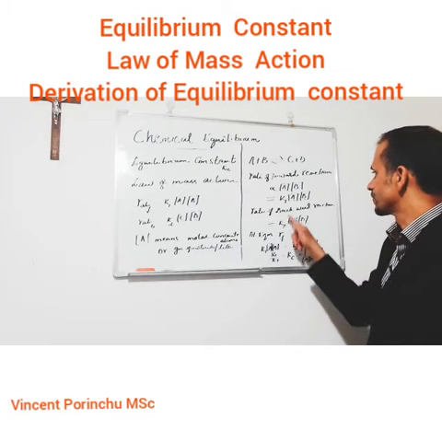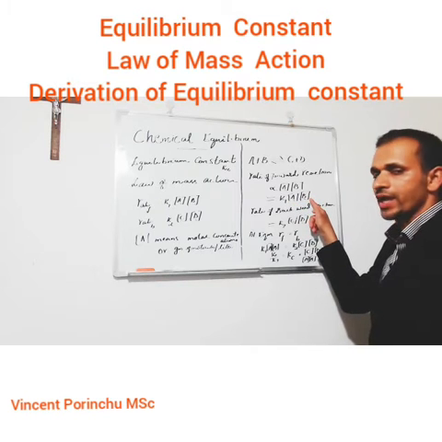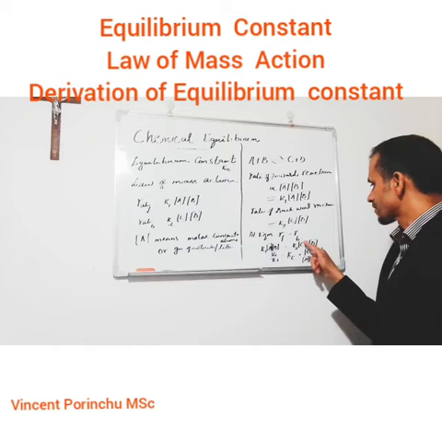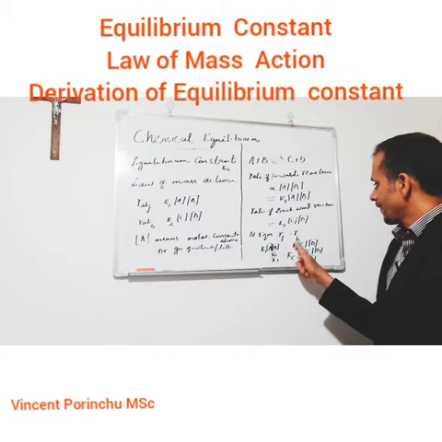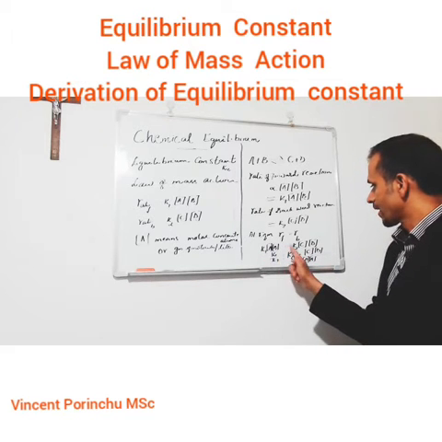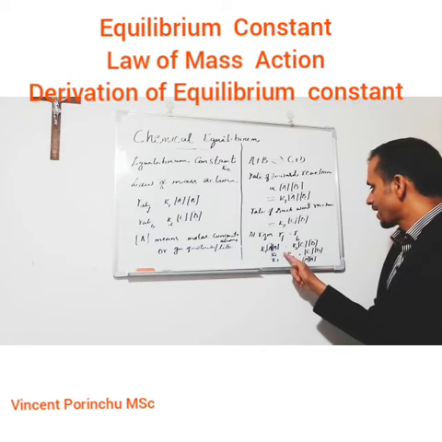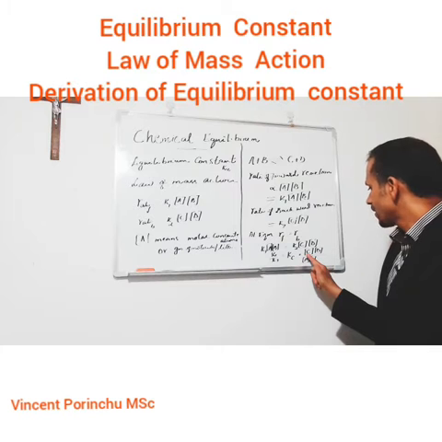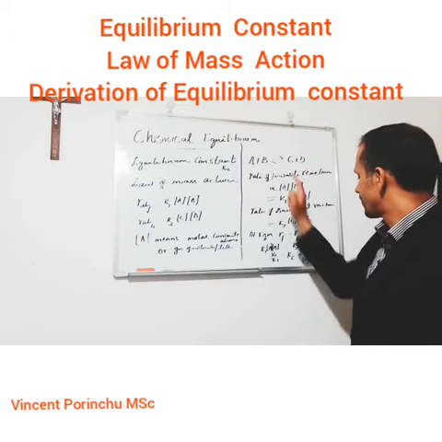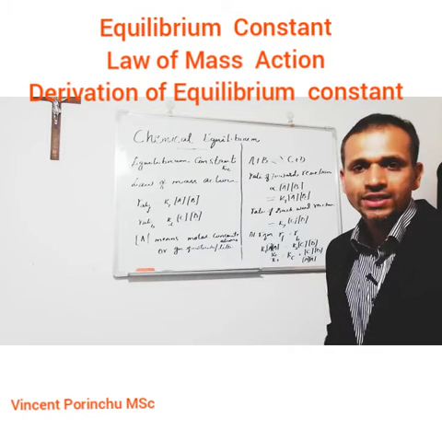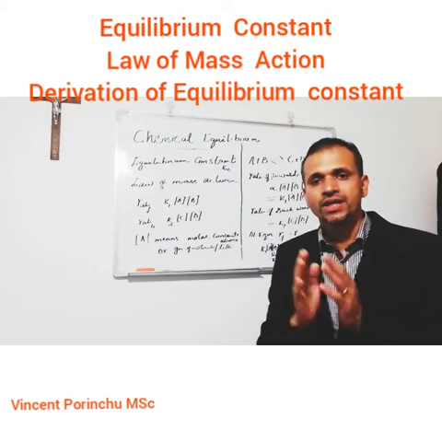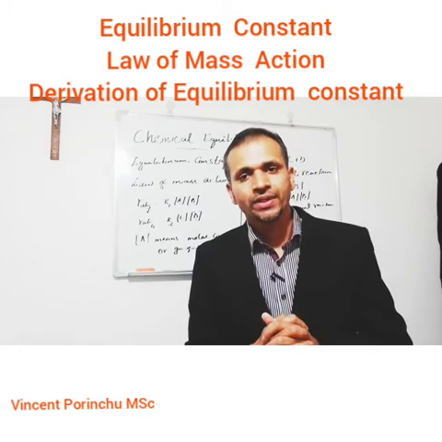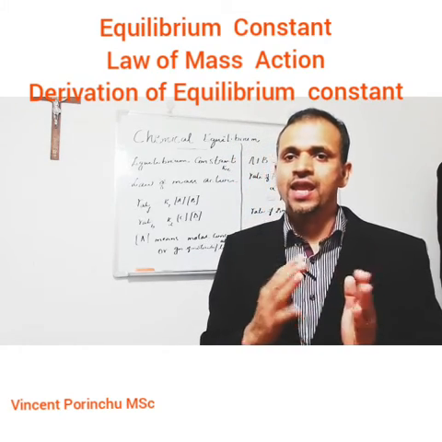That means Rf is equal to K1 times the product of the active masses of reactants A and B, and Rb is equal to K2 times the product of the active masses of C and D. When we move K2 to the left-hand side, we get K1 by K2 is equal to another constant, known as the equilibrium constant Kc, which is equal to the product of the active masses of products divided by the product of the active masses of reactants. So the equilibrium constant Kc is equal to the product of the active masses of C and D divided by the product of the active masses of reactants A and B.